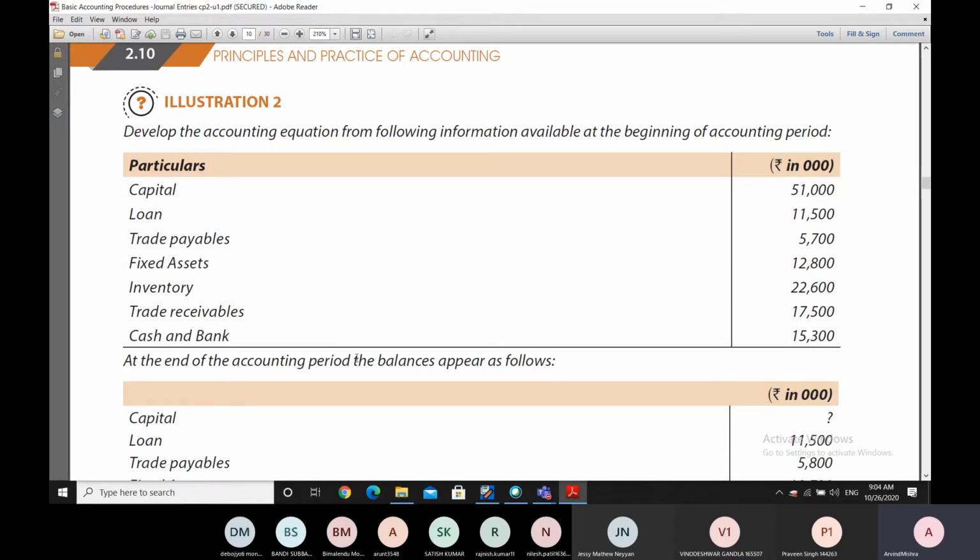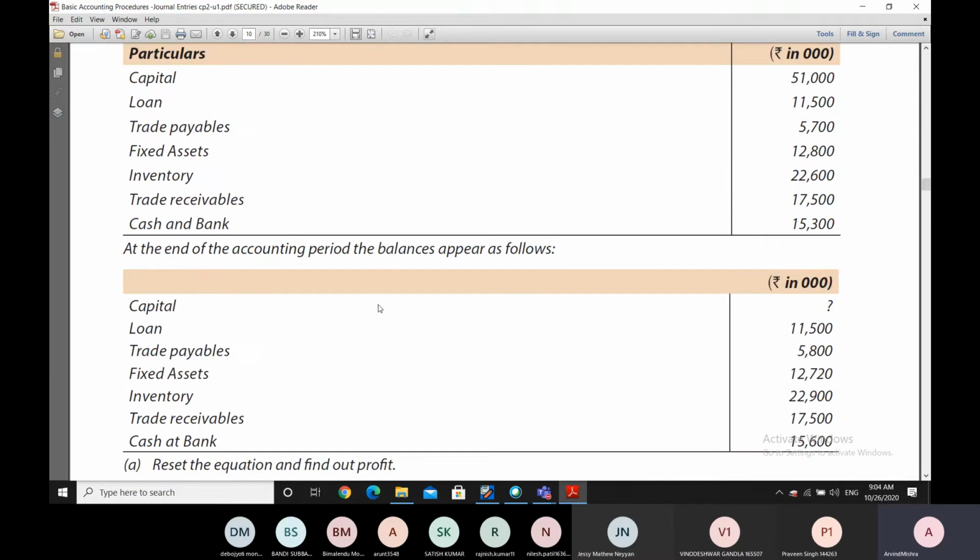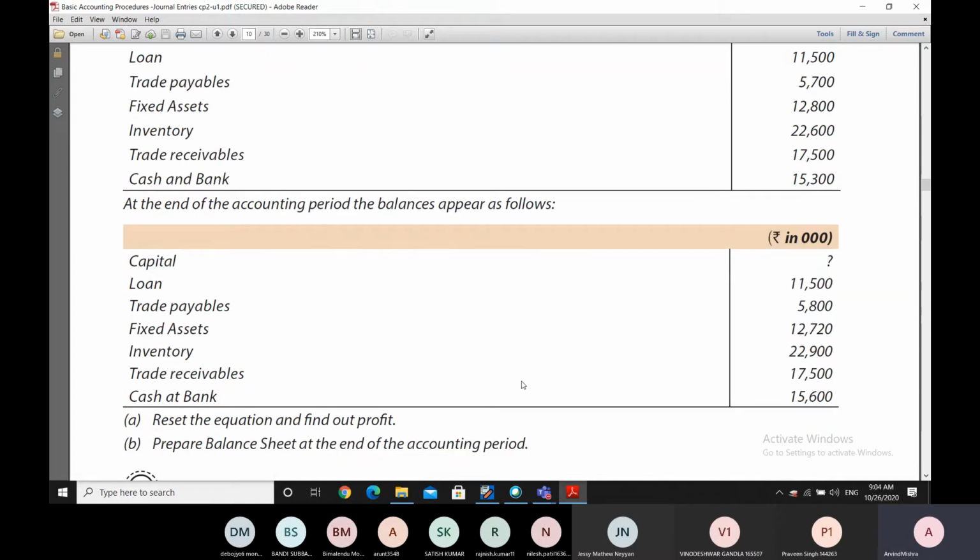We have, at the end of the accounting period and at the beginning of the accounting period, certain particulars. These are the particulars at the beginning of the accounting period: capital, loan, trade payables, fixed asset, inventory, trade receivables, cash and bank. And at the end of the accounting period, the same balances are given except the capital here. And the question being asked is, what is the profit? We are also asked to prepare a balance sheet at the end of the accounting period.